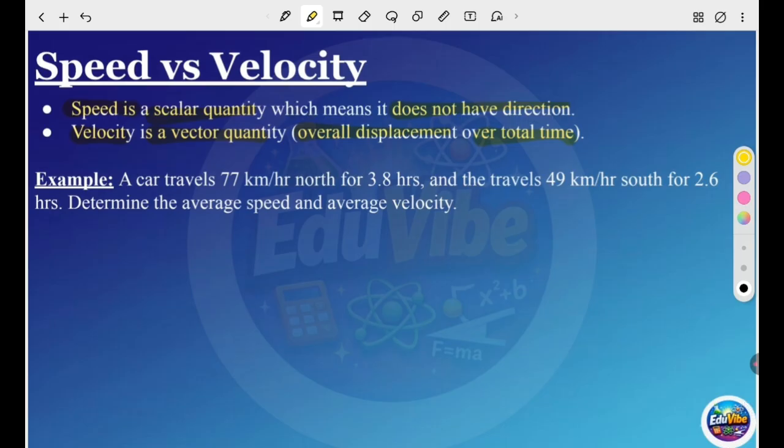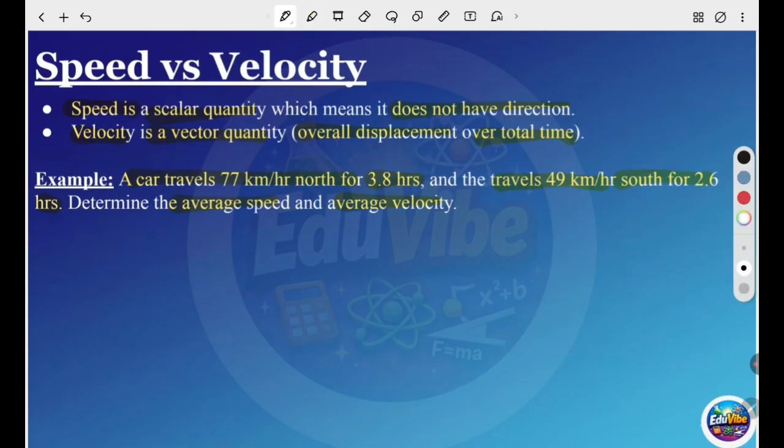So here's a question about velocity and speed. A car travels 77 kilometers per hour north for 3.8 hours, and then it travels 49 kilometers per hour south for 2.6 hours. We have to determine the average speed and the average velocity. Before calculating this, we know our speed or velocity, and we know our time for the two paths, one north and one south.